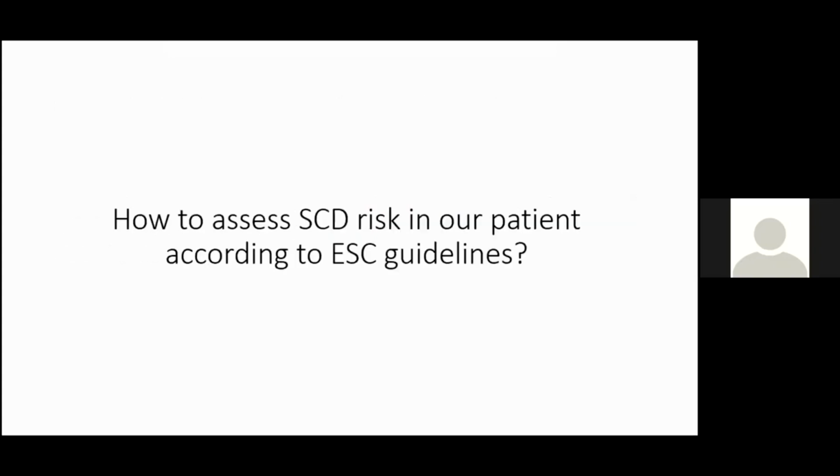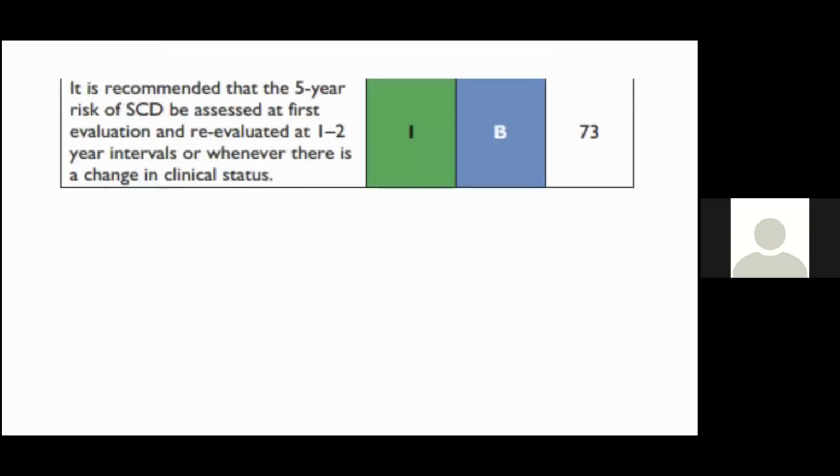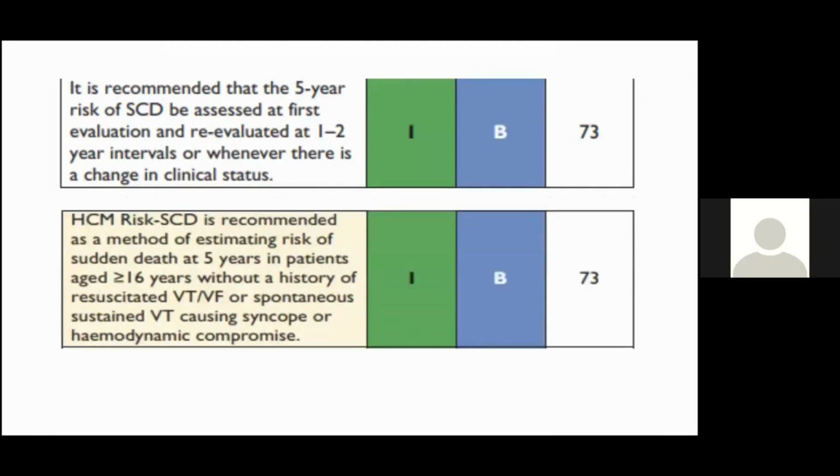Now, how to assess sudden cardiac death risk in our patient according to the ESC guidelines. According to the ESC guidelines, it is recommended that the 5-year risk of sudden cardiac death be assessed at the initial visit and periodically every 1 to 2 years, or when there is a change in clinical status. The 2014 ESC guidelines came up with a novel calculator that allows us to estimate the risk of sudden cardiac death at 5 years in patients aged more than 16 years, and it is a class 1 recommendation.